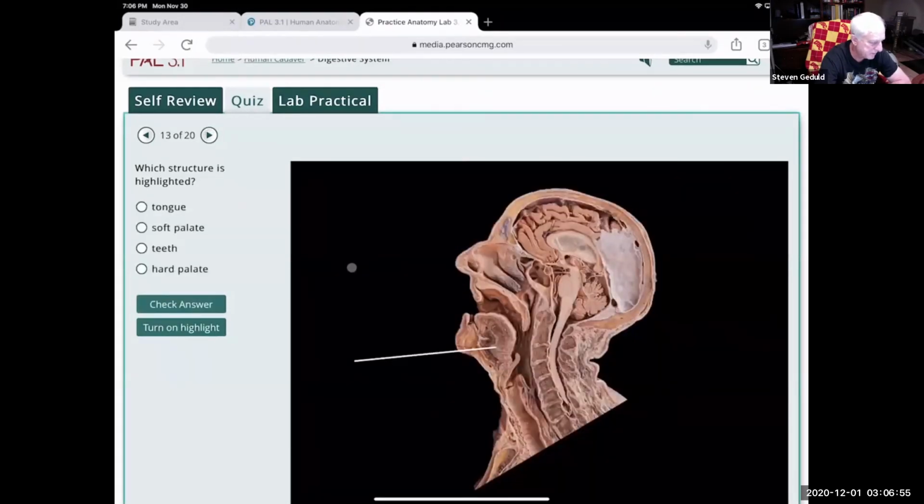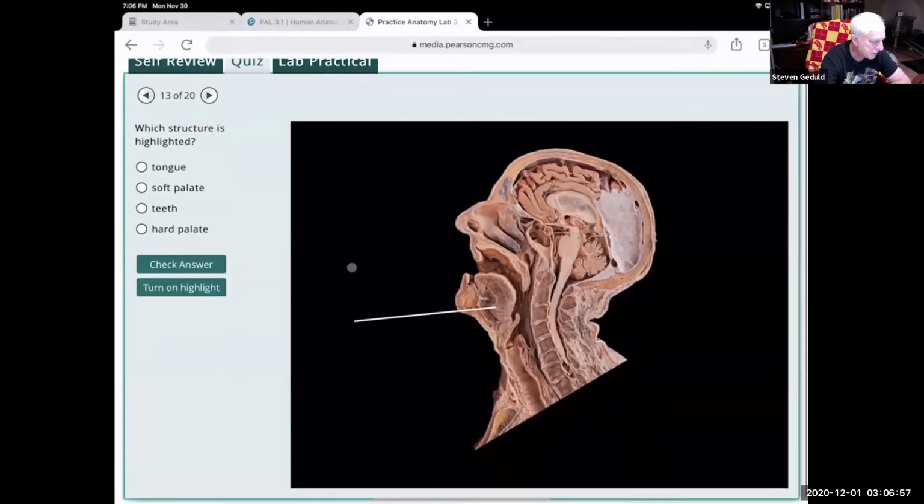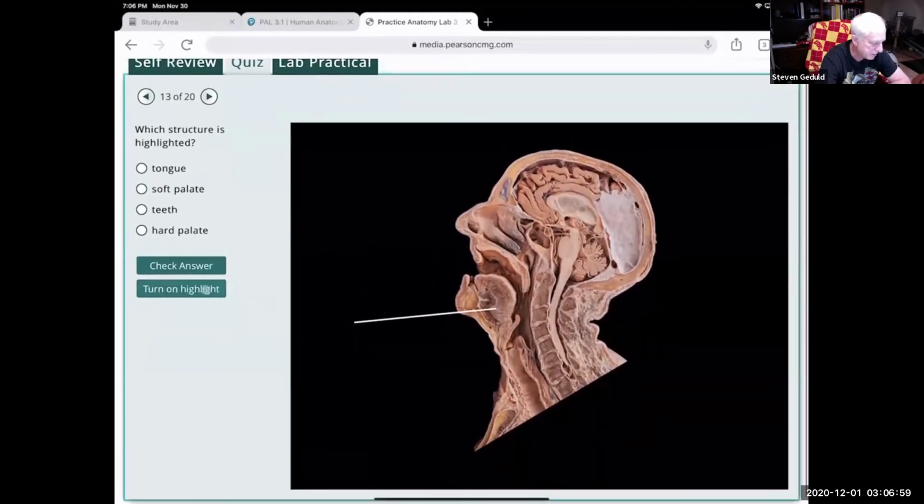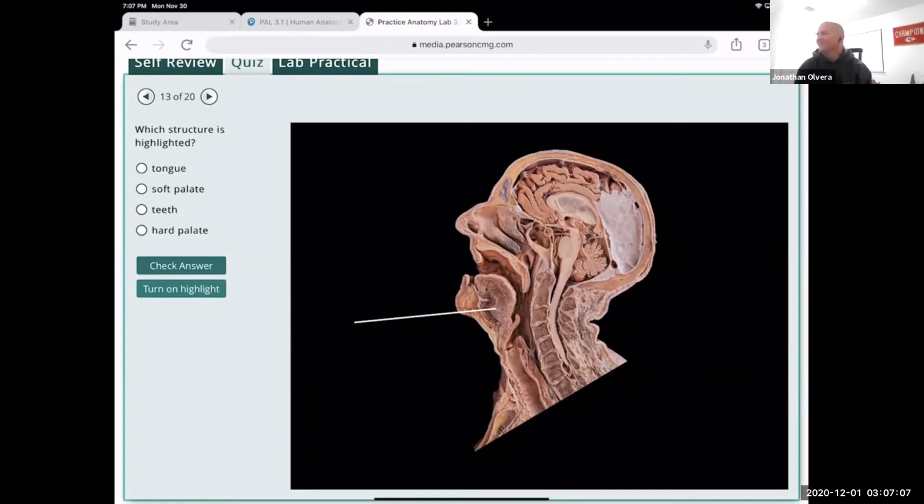13. What structure is highlighted? Let me check the highlight. Turn on highlight. What is that? Tongue. You got it right. I want to see you demonstrate the uvula when we get to that one. The little soft dangly thing. Let's see if we can see. That is the tongue.